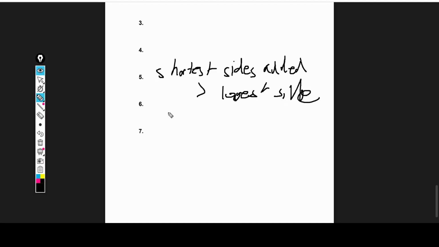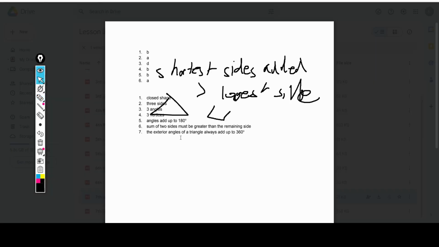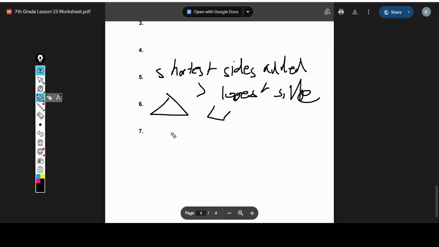And then next it has to be a closed shape, so it can't just be something open like that. And then let's see. Oh yes, the exterior angles have to add up to 360 degrees. That's true of all polygons. So this plus this adds up to 180 degrees.